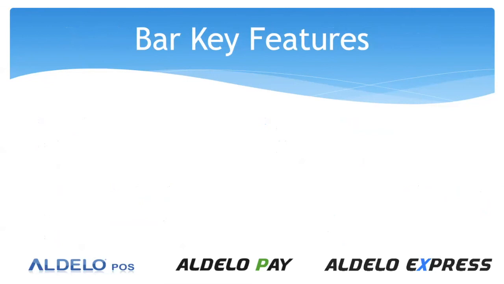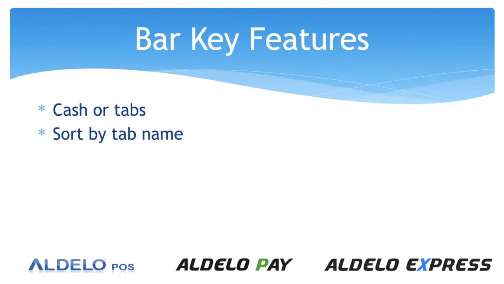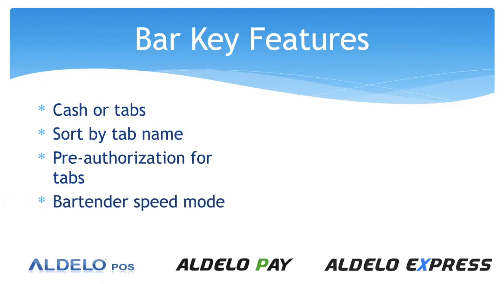I'm going to list some of the bar features because they're so hand in hand with the table service, but we do have the ability to do cash or tabs. We can sort by tab name, and that tab name can be generated off of the credit card. There's pre-authorization for tabs, and you can pre-authorize for a lesser amount and close it for a larger amount. We do have a speed mode, which means that the bartender is always on their screen to go beer cash. It's a real simple, fast way of doing a bar.